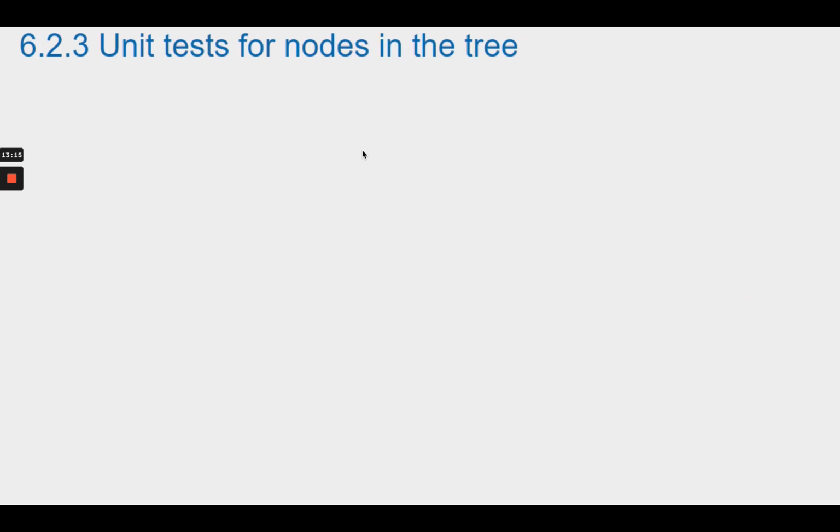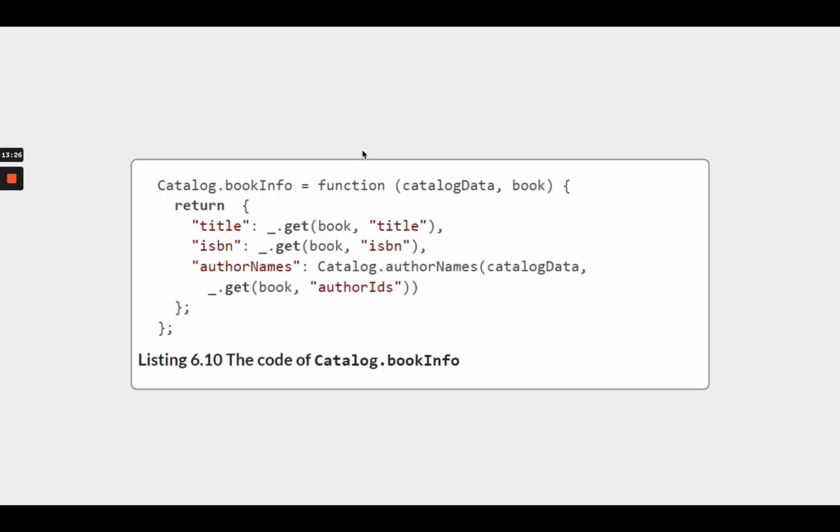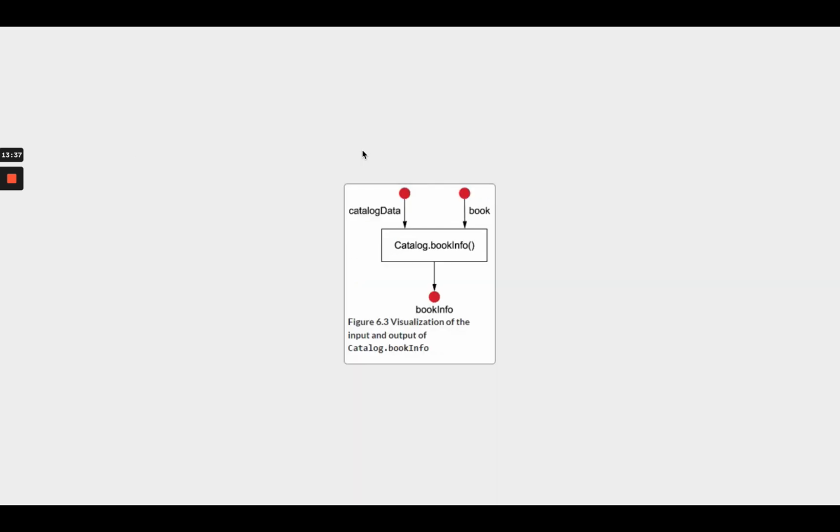Section 6.2.3 Unit Tests for Nodes in the Tree. Theo: I'm curious to see what unit tests for an upper node in the tree of function calls look like. Joe: Sure. Let's write a unit test for catalog.bookInfo. How many test cases would you have for catalog.bookInfo? Theo takes another look at the code for catalog.bookInfo on his laptop. Then, reaching for another napkin, he draws a diagram of its input and output.